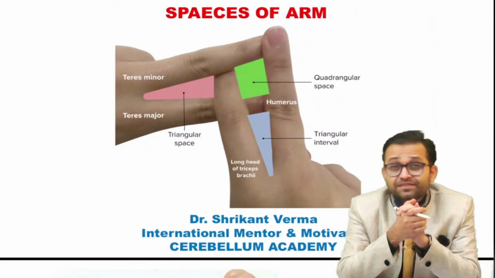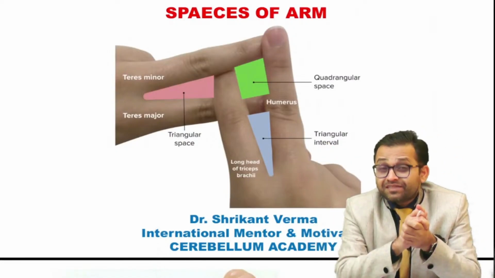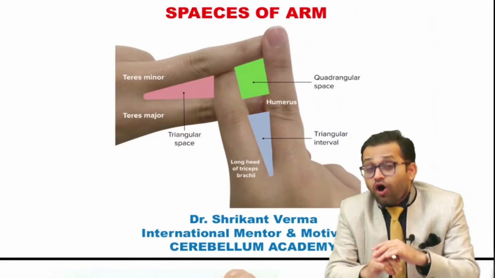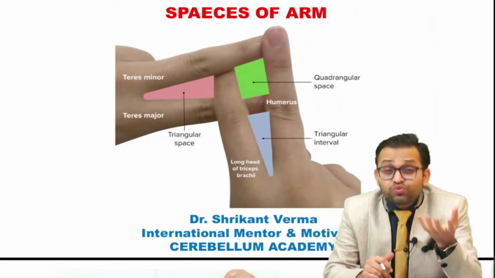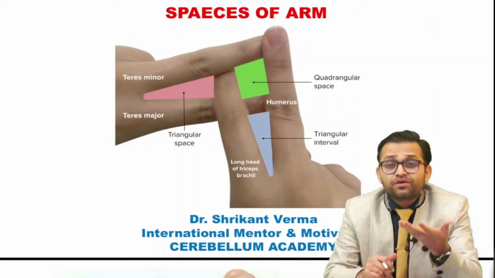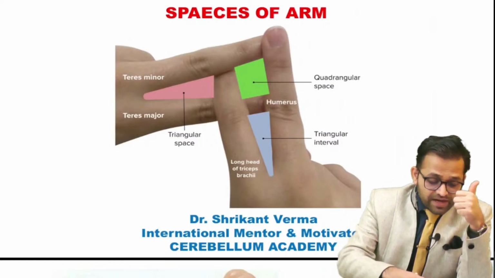Our today's topic is spaces of arm. Also, you can remember this is the intermuscular space at the axillary region. Also, you can say the muscular spaces at subscapular region. So these are the different names through which this question is asked in different kinds of exams. Okay. So hope audio video everything is okay. Please inform me at the chat box that all things are fine.